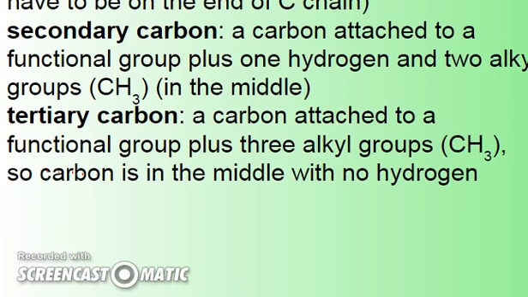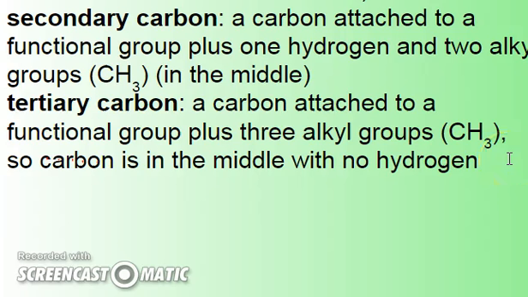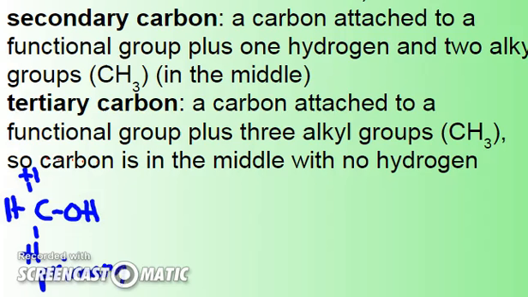So an example of this would be if I had methanol, CH3OH, it has at least 2 hydrogens. In fact, it has 3 hydrogens attached to it, and it's got an OH group. So that's a primary carbon.